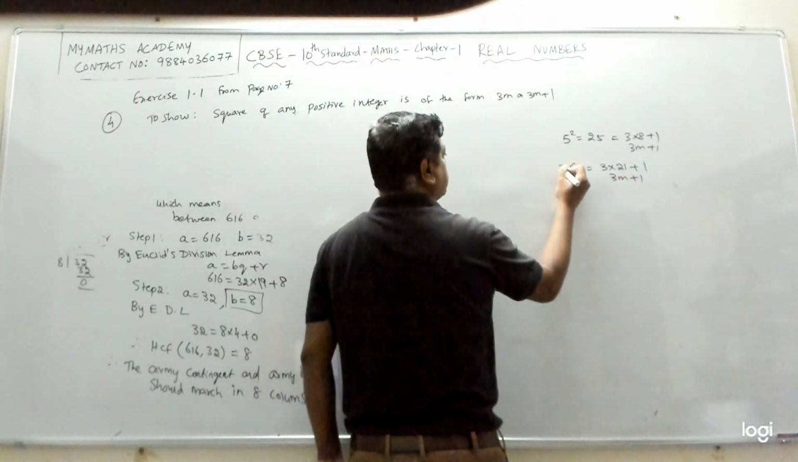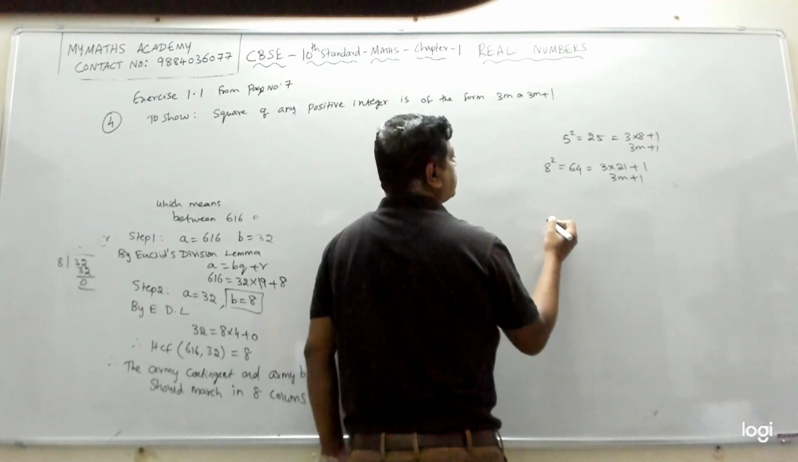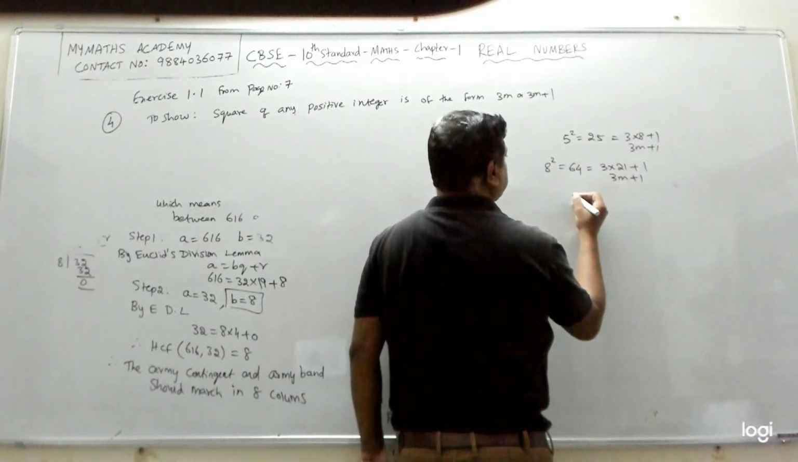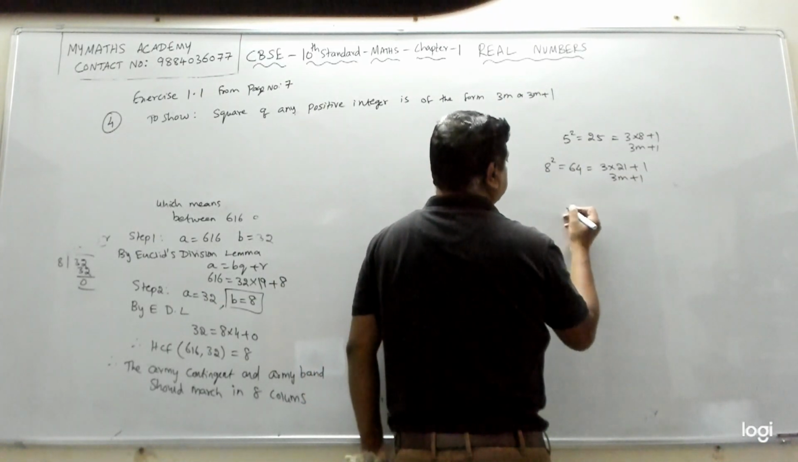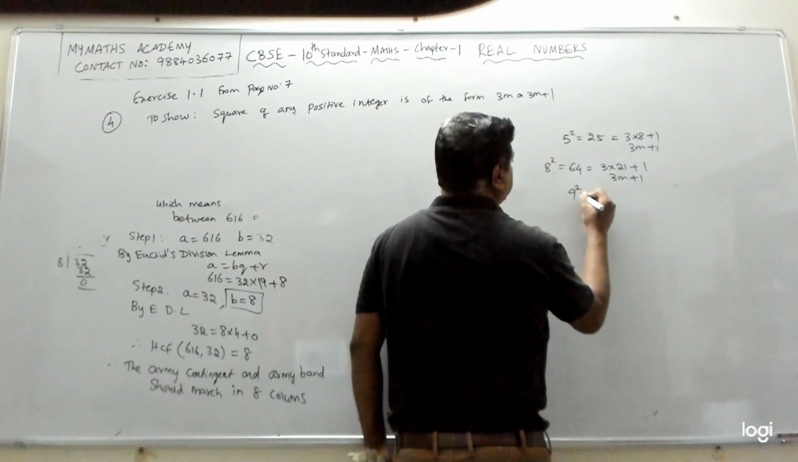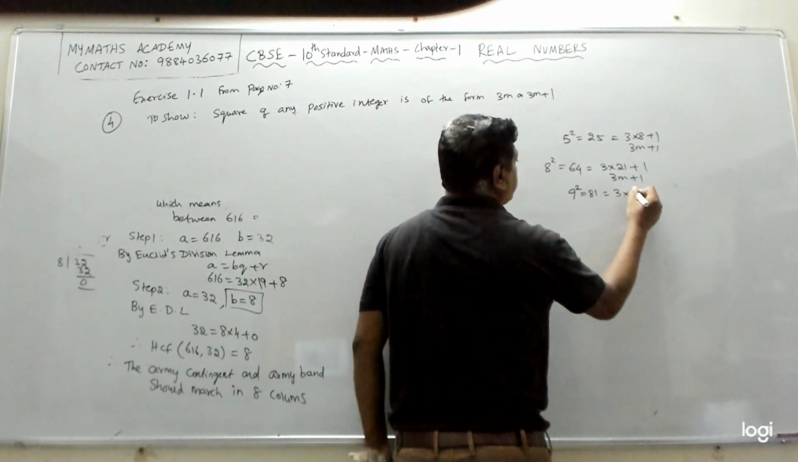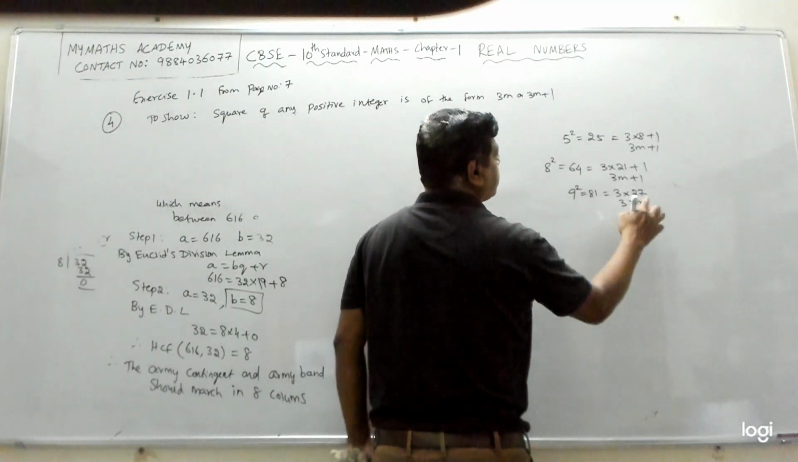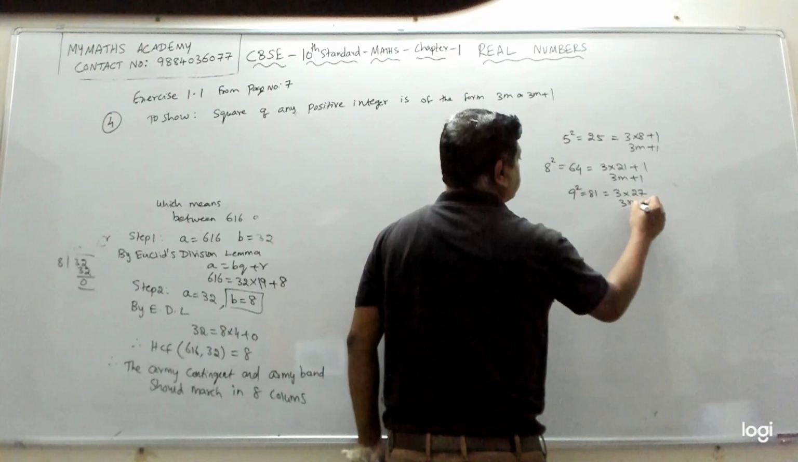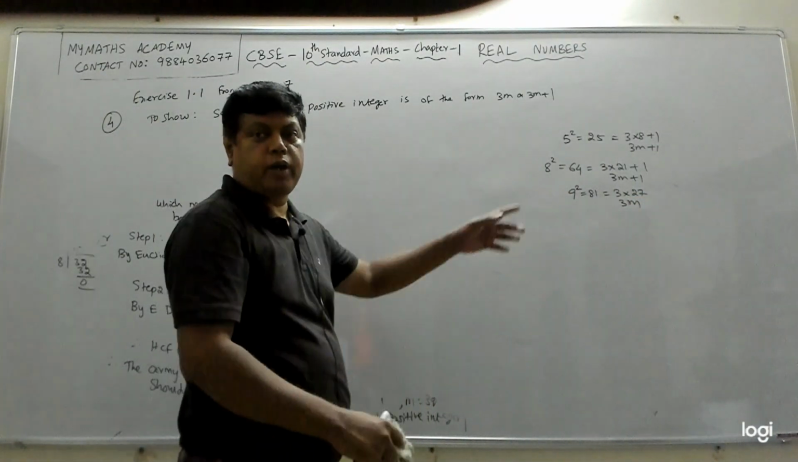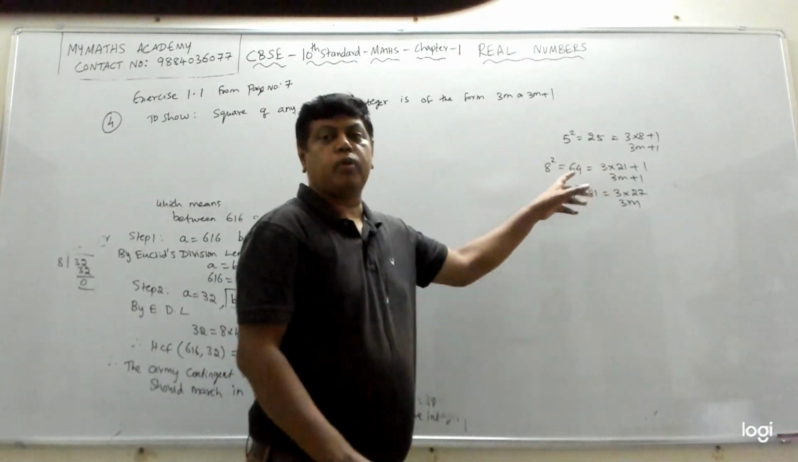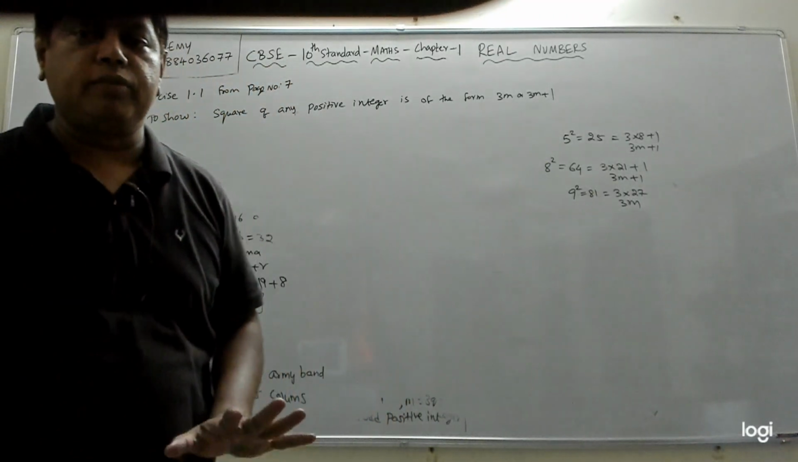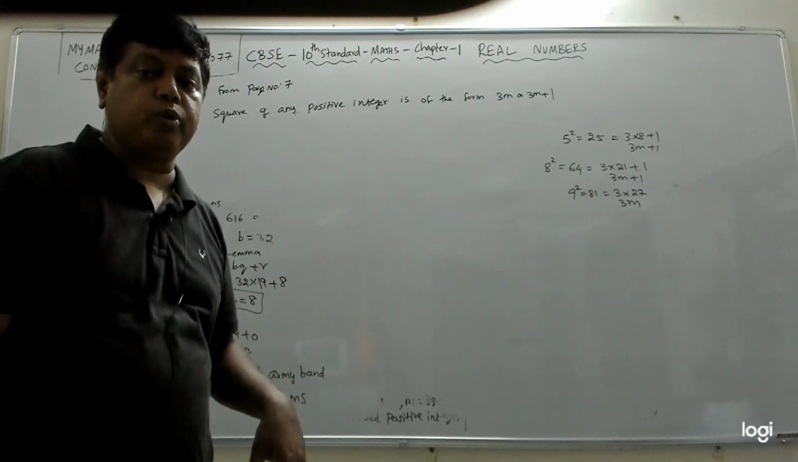Any square number. 64 is what? 8 square. Right? Any square number. Suppose if I take 9 square, which is 81. 81 can be written as 3 into 27, which is in the form of 3 into m, or 3m. So any square number you take, you can write only in either 3m plus 1 or 3m form. 3m or 3m plus 1, and that is what we need to prove here.